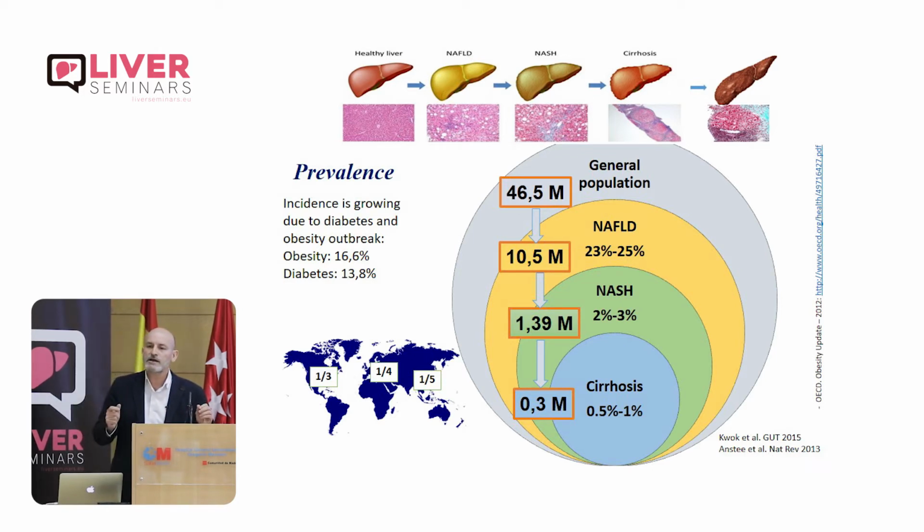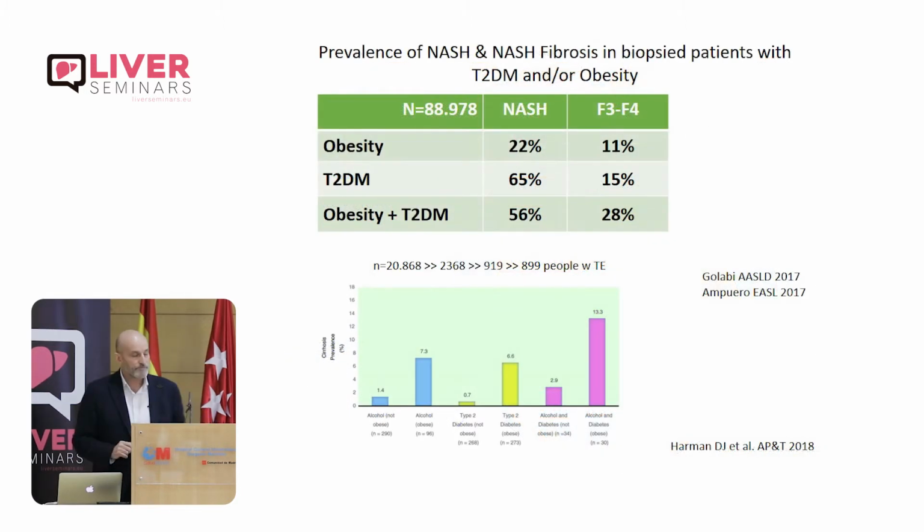Therefore, we need to keep in mind that this is the collision of two outbreaks, diabetes and obesity, promoting many patients with NAFLD. But NAFLD is not the major problem. The key point is the large number of patients with cirrhosis.